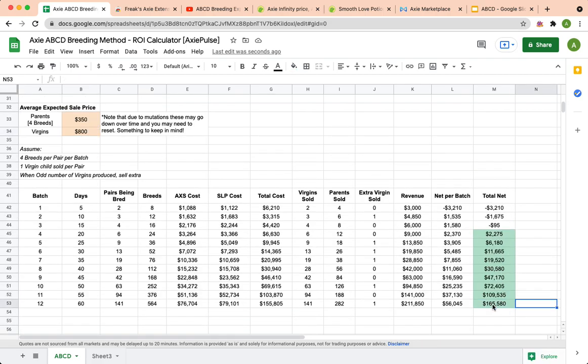Definitely the tough thing is, the market can be volatile. So make sure to take that into account. This is, again, not financial advice, just a tool that you can use if you want. So that's it for this tool.